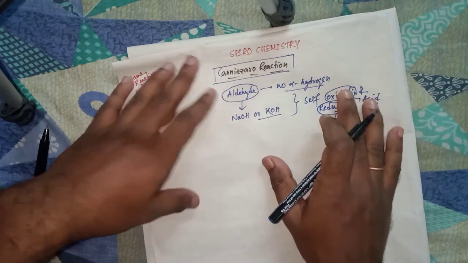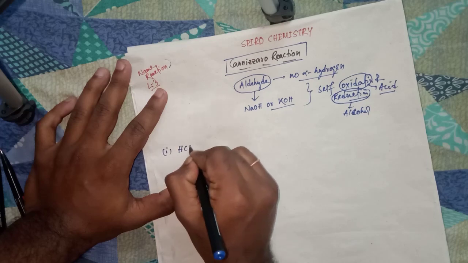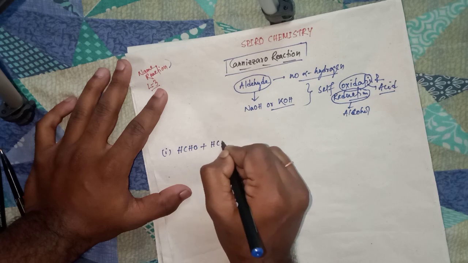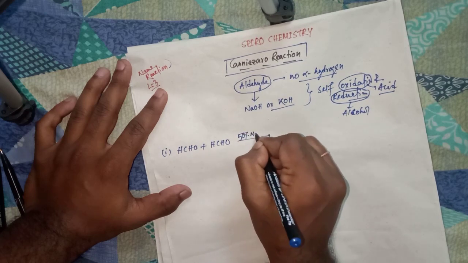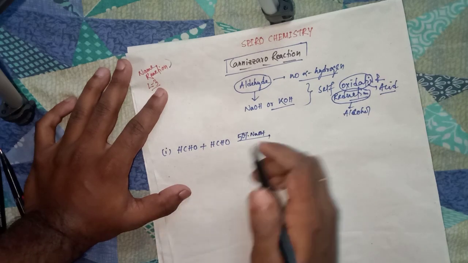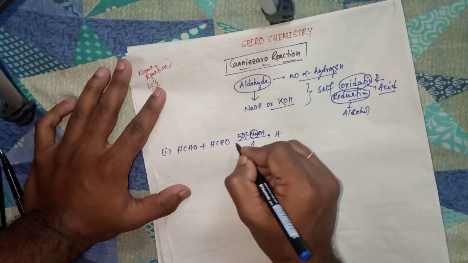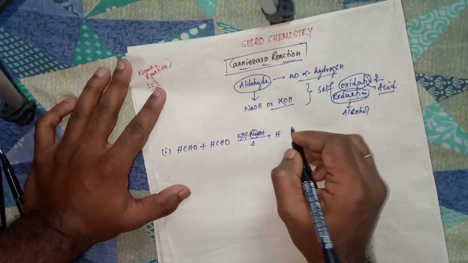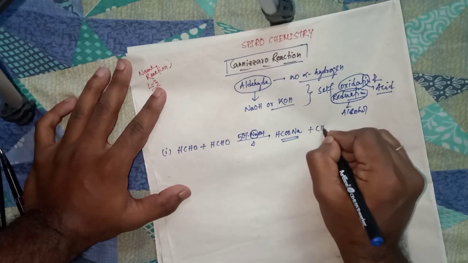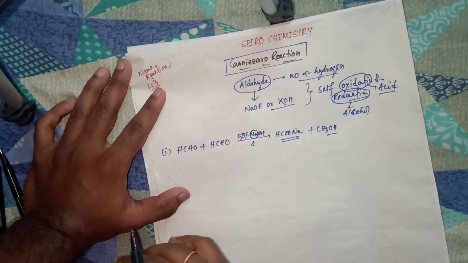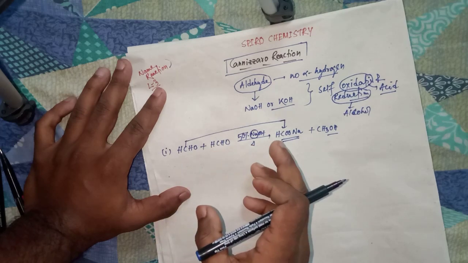Suppose there is an example. Suppose we take formaldehyde, HCHO, and another formaldehyde, HCHO, and mix them with 50% NaOH, a strong base, and heat. It forms an acid, and since NaOH is present, it forms sodium formate, HCOONa. It also forms an alcohol, CH3OH.